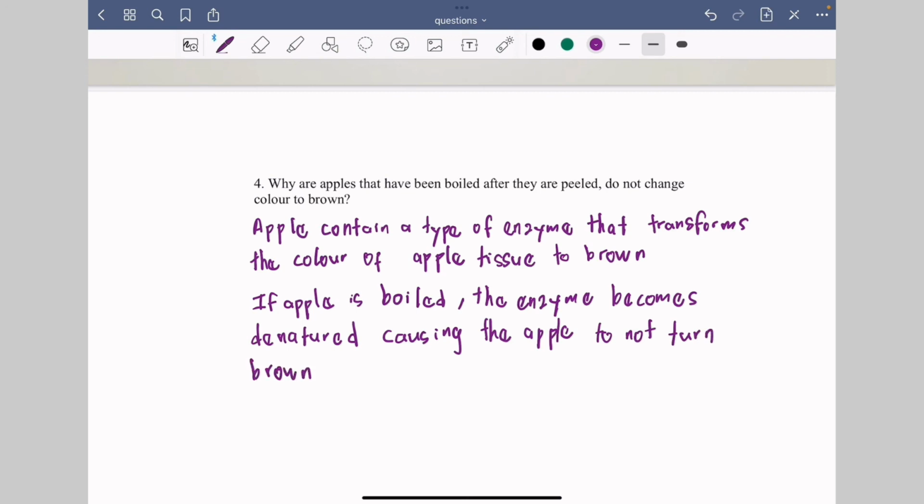Here, we need to tell that apple has a kind of enzyme. This enzyme is able to transform the color after it is oxidized by the air. And when we boil the apple, the enzymes are destroyed, or we call it denatured. And since there is no reaction of the enzyme happening anymore, this apple does not turn brown.